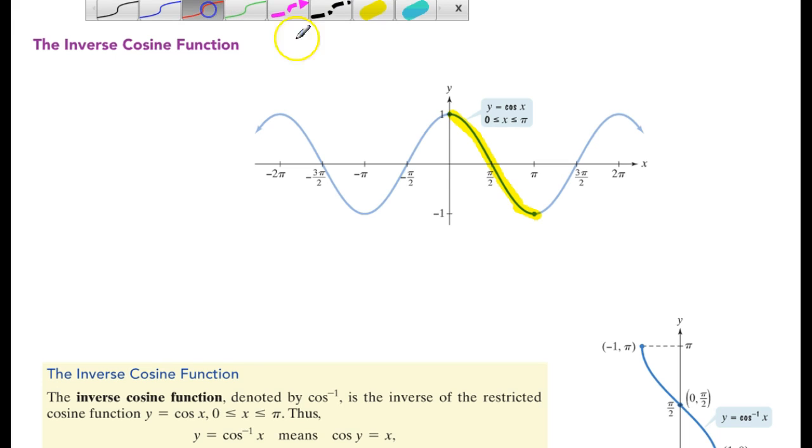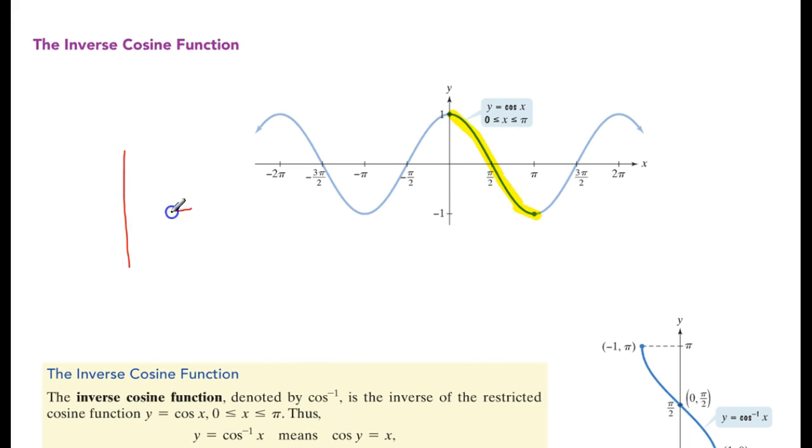Alright, for inverse cosine, it's a little bit different because between negative pi over 2 and positive pi over 2, if you notice, I only have positive values for cosine. And remember, that's because of the unit circle. Between negative pi over 2 down here and positive pi over 2 up here, on the unit circle, the x's are all positive.